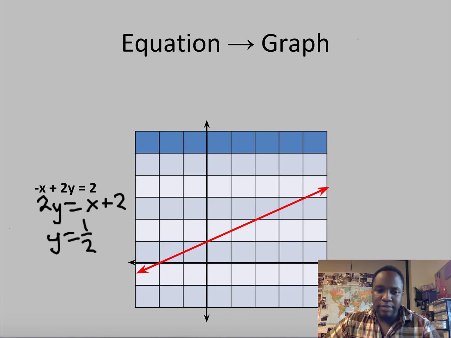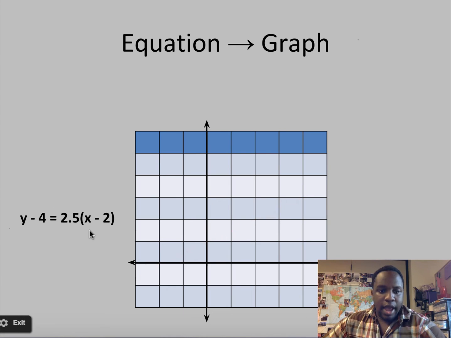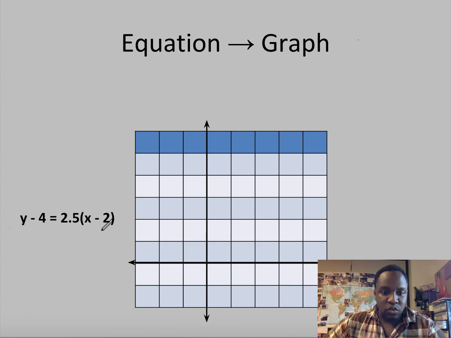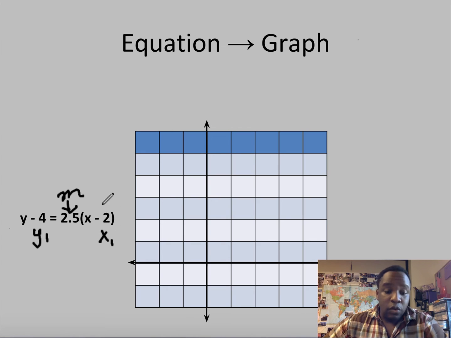And then the last one is in point slope form. With point slope form, we have the point, an x1 here and a y1, and we have m, or the slope, right? So remember, in the point slope formula, it's y minus y1, so that minus is embedded into the formula. So here, the y value is 4, and here, the x value is 2. So we would go to this point, 2, 4. So that's a point on the line.